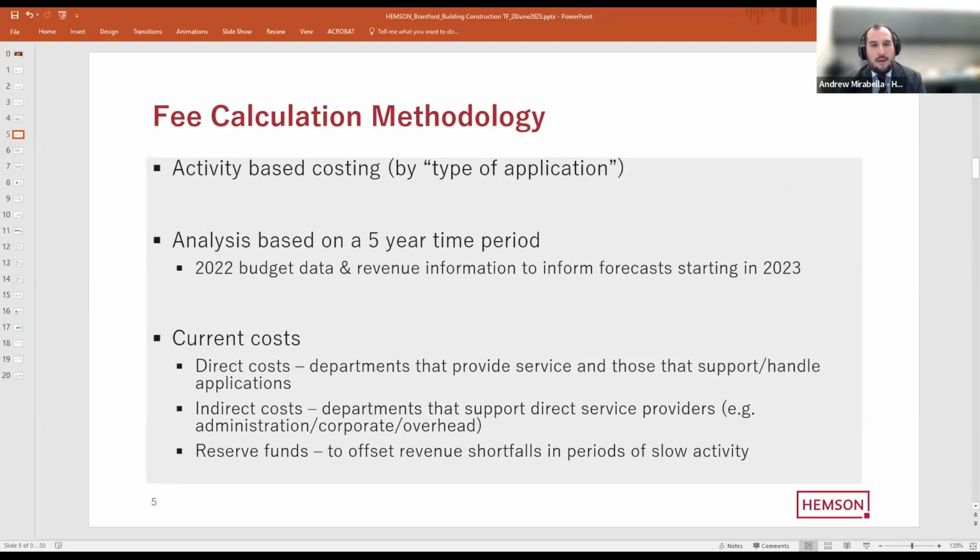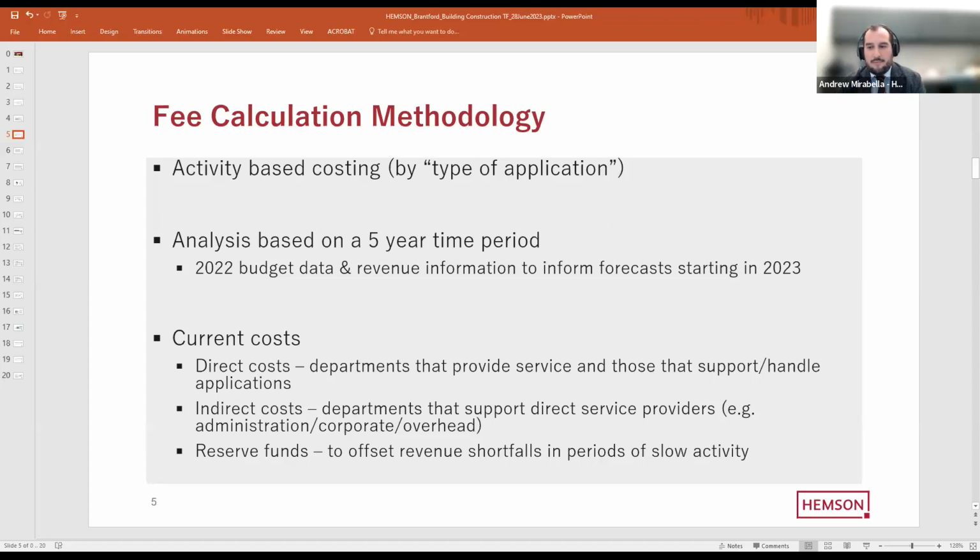So when we did our analysis and looked at our calculation methodology, the first thing was that it's an activity-based costing approach. It's done on an application basis for planning and engineering, and on a bit of a broader scale for the Building Code Act. The analysis is set on a 5-year time period. We used all recent information from budget data as well as revenue information to inform our forecast going forward.